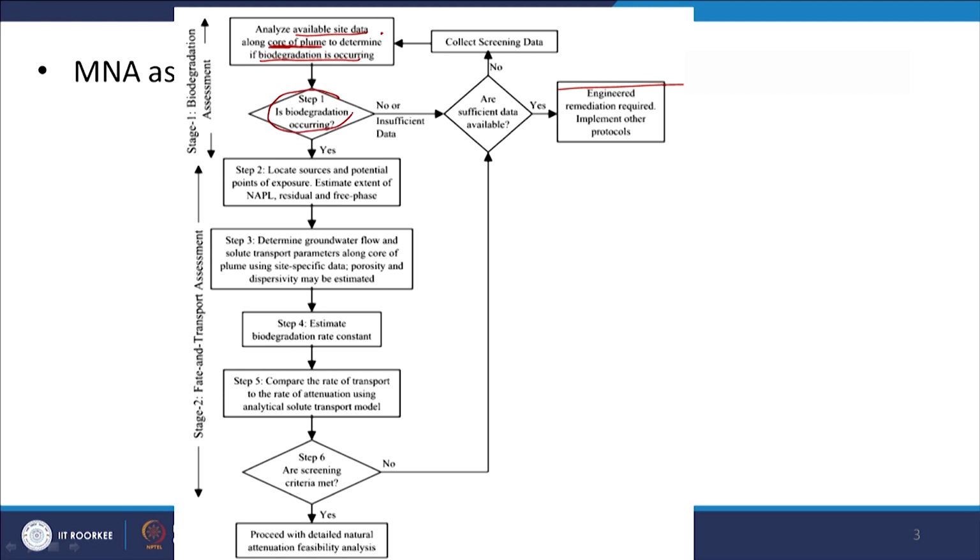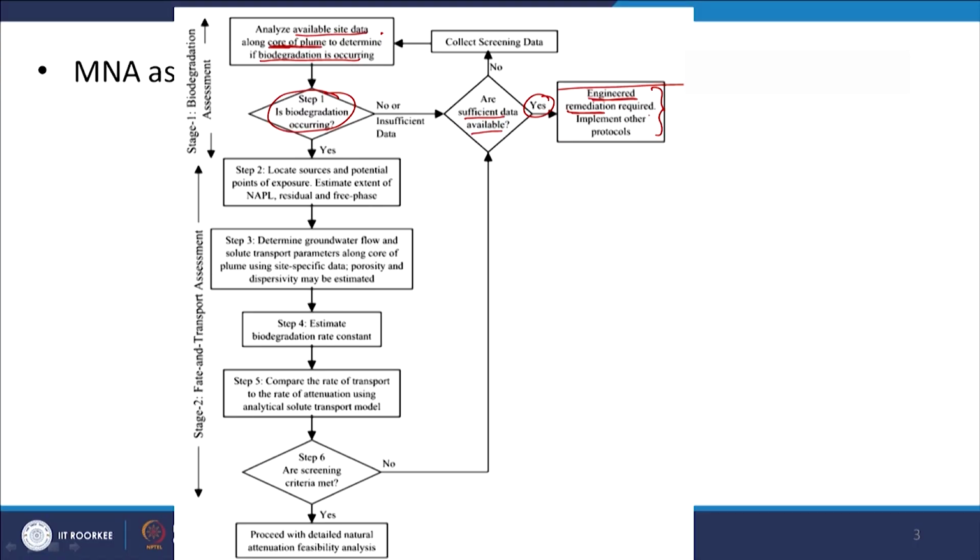Then we look at, is biodegradation occurring? If it is not occurring, we look at, is it because there is no data available or data is available? We say that data is available, but biodegradation is not occurring. Then what will we do? As we talked about, engineered remediation might be required, as an engineered species might need to be introduced, or there are other aspects that you can use to promote biodegradation. So those aspects need to be looked at, let us say, engineered remediation.